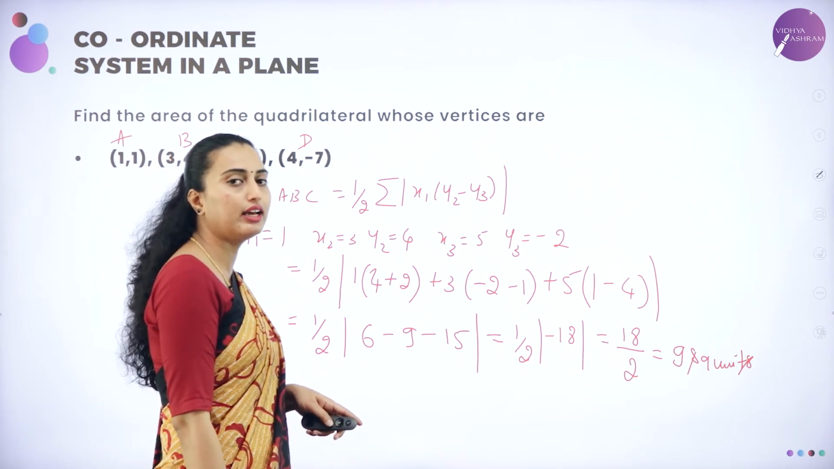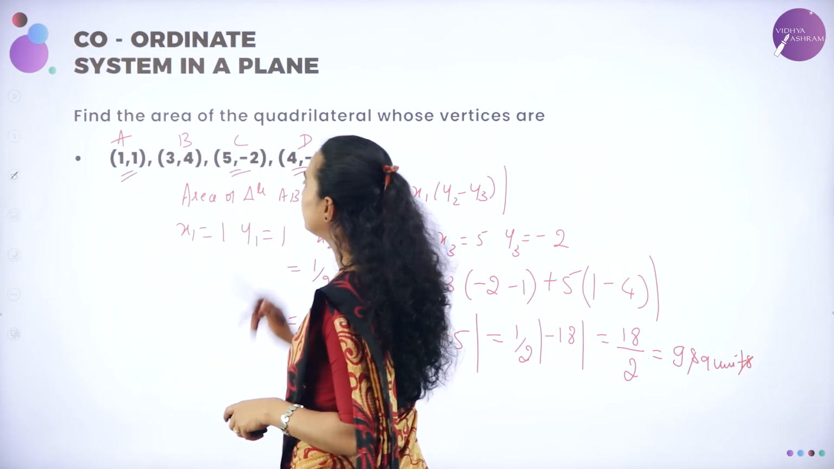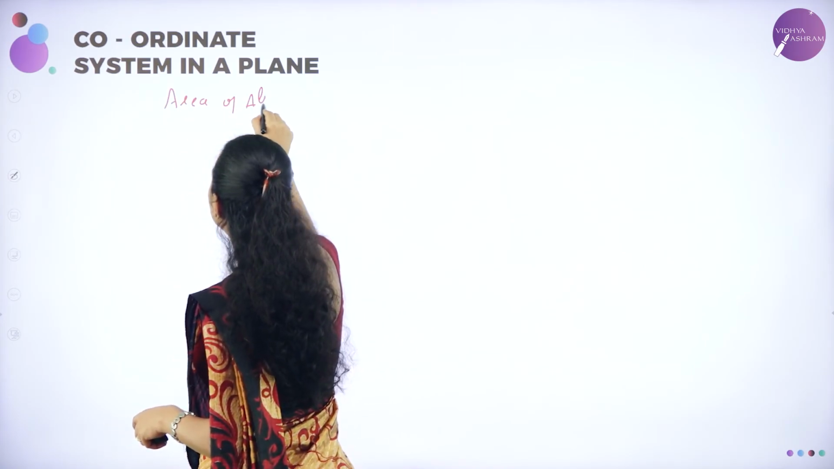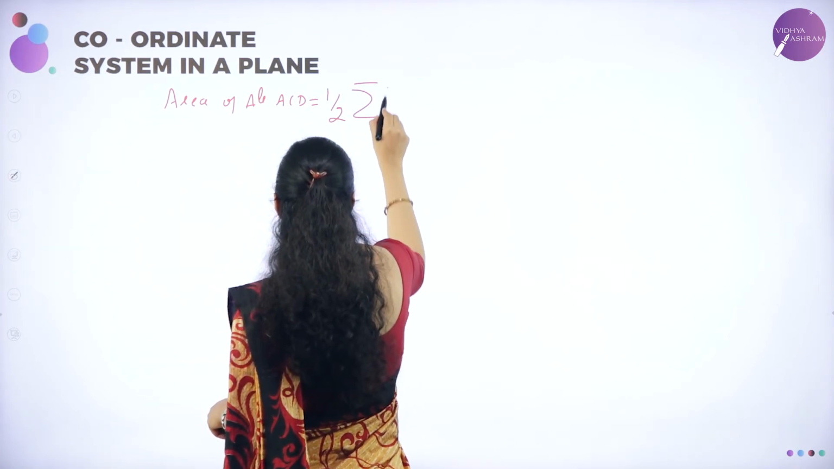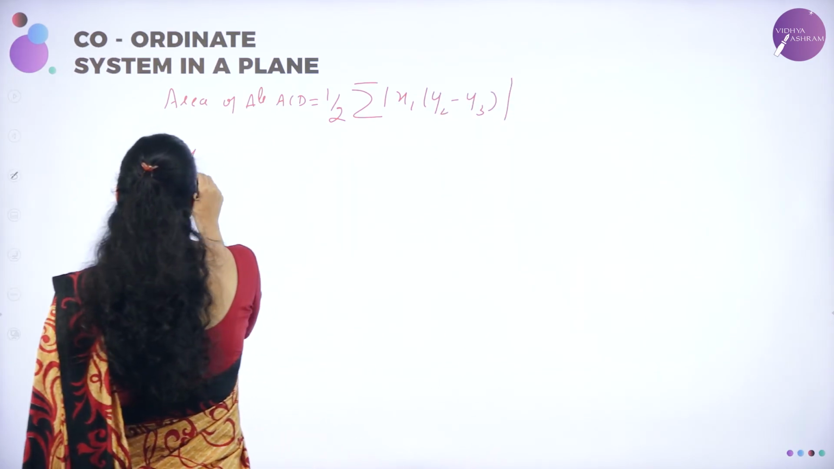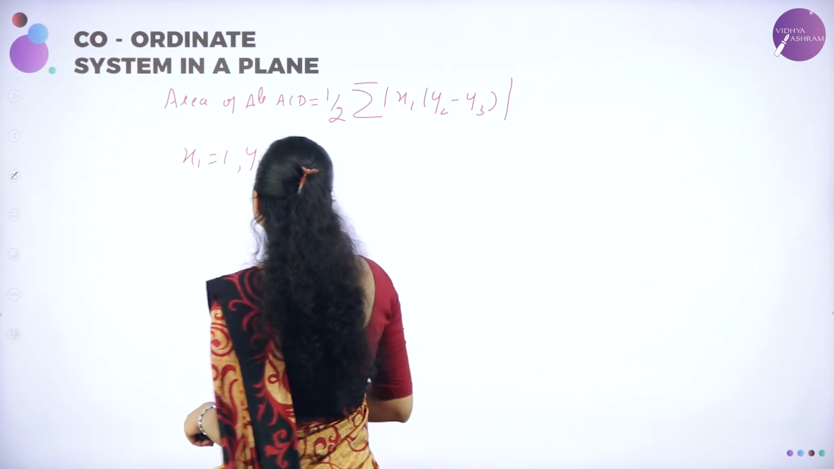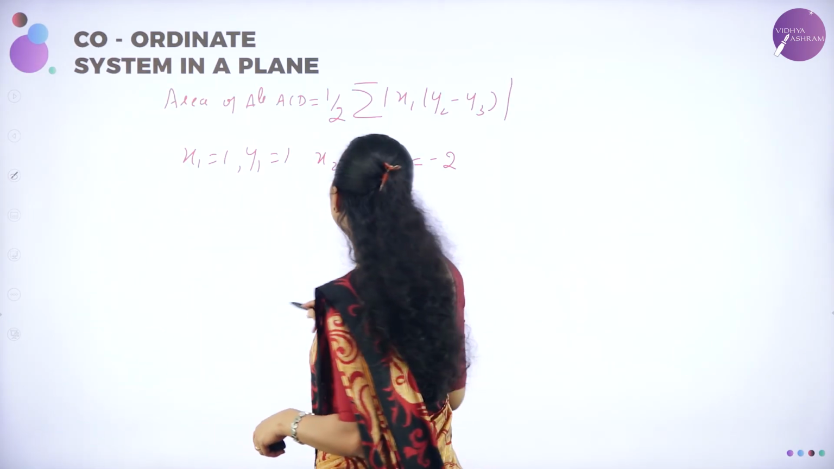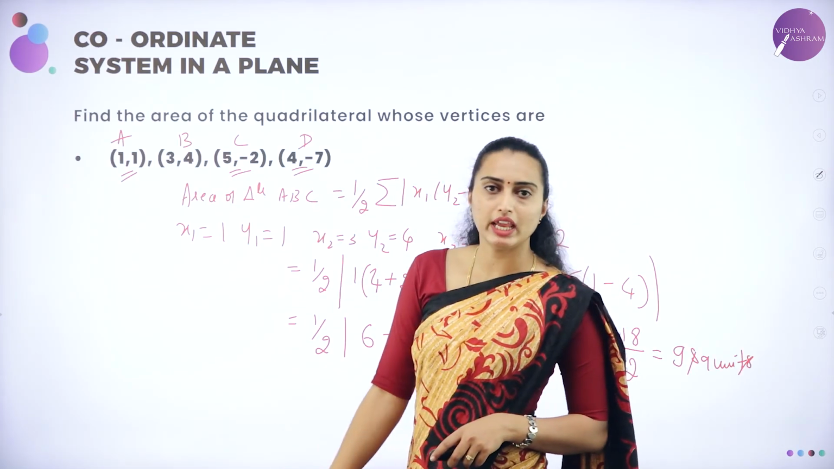Let me find out the triangle ACD. For that, these three you have to take: ACD. So, area of triangle ACD is equal to half into summation modulus of x1 into y2 minus y3. So for ACD, x1 value is 1, y1 is 1, correct? Yes. And x2 value is 5 and y2 is minus 2. And then x3 value is 4 and y3 value is minus 7, correct? Yes, it is minus 7, ACD.